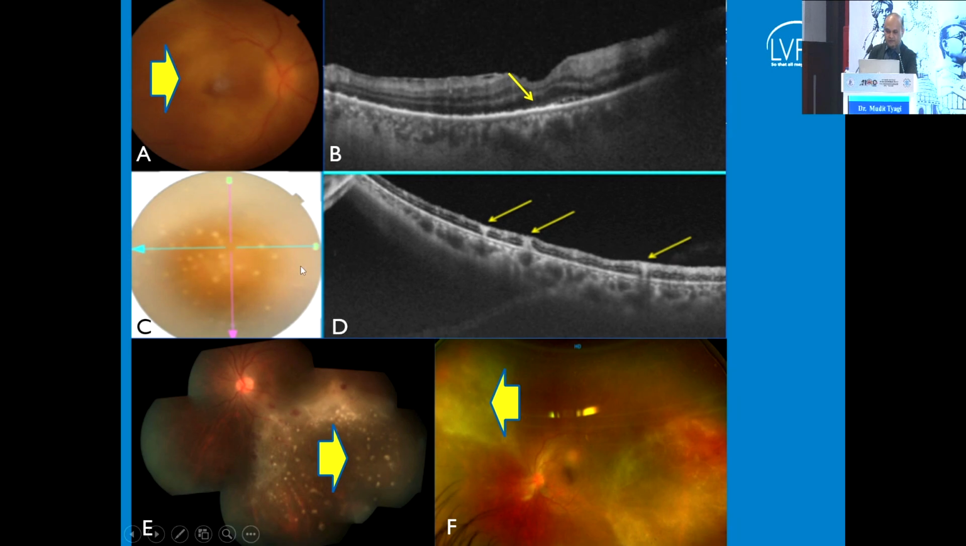And if you do an OCT through these miliary lesions, you can see this full thickness retinitis. So miliary lesions with a full thickness retinitis, ground glass retinitis, placoid chorioretinitis with RPE nodularity, all of those are clues to the fact that you are possibly dealing with an ocular syphilis.